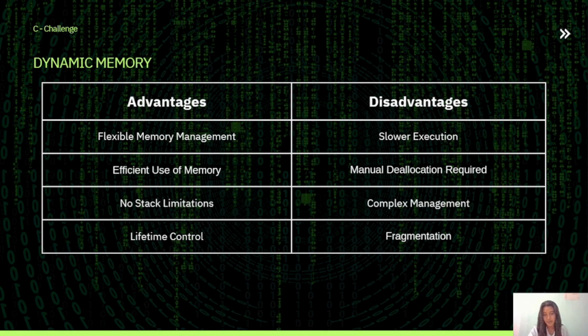Number 4. Fragmentation. Over time, frequent allocation and deallocation of memory blocks can result in fragmented memory. This occurs when free memory is split into small, non-contiguous chunks, making it difficult to allocate larger memory blocks even if sufficient total memory is available.